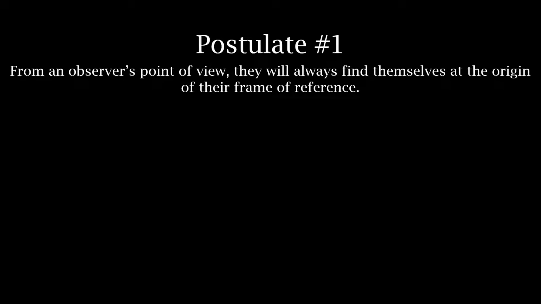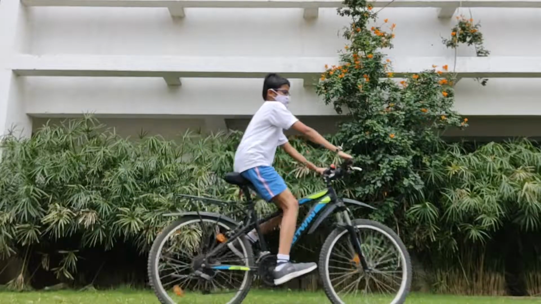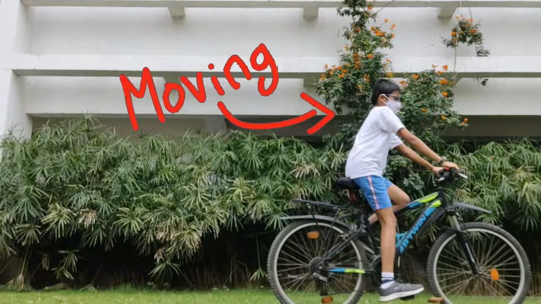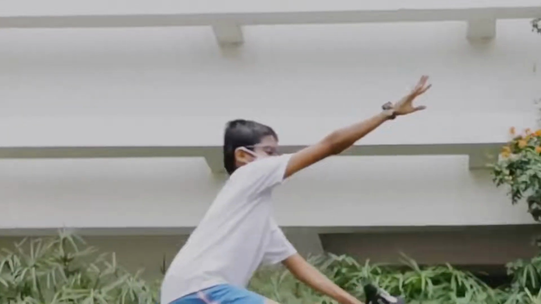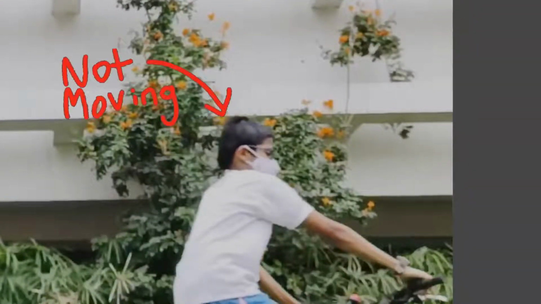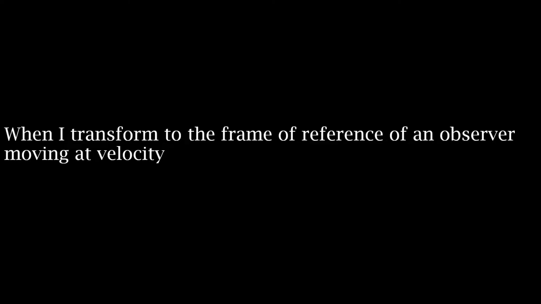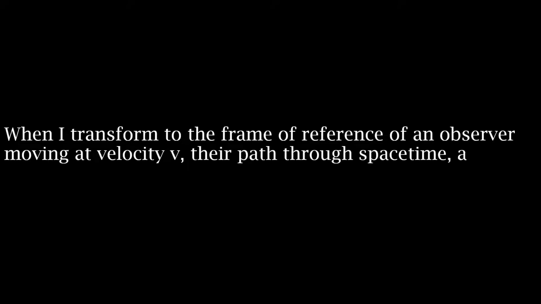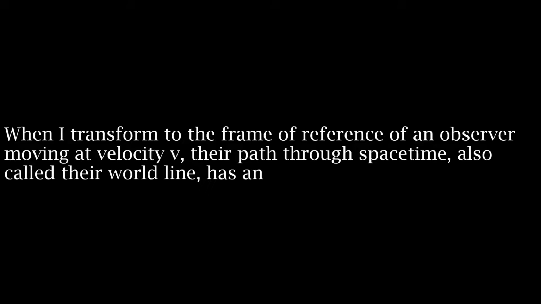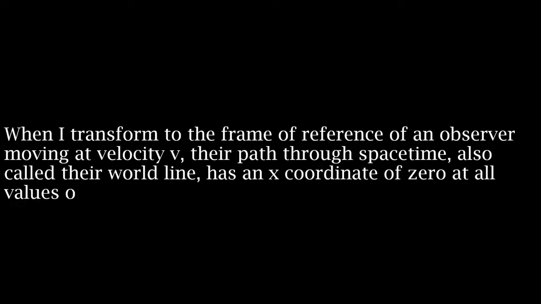This is quite intuitive. For example, to someone on the ground, it looks like my bicycle is moving and they're stationary. And they're right, in their frame of reference. But to me, it looks like they, along with the ground and everything else, are moving, and I'm the one who's stationary. And I'm right in my frame of reference. We can mathematically phrase this as, when I transform to the frame of reference of an observer moving at a velocity v, their path through space-time, also called their world line, has an x-coordinate of 0 at all values of t.